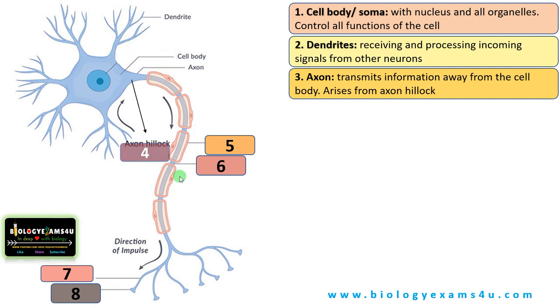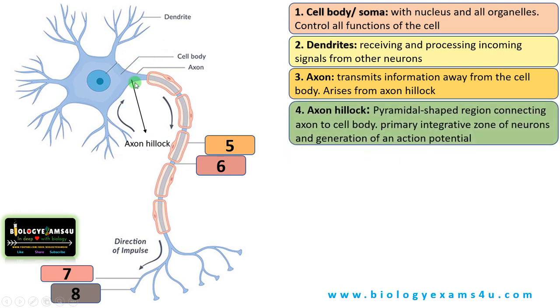The next structure is called the axon hillock. The axon hillock is a pyramidal shaped region that connects the axon to the cell body. Electrical impulses are generated in the cell body, and this axon hillock is the primary integrative zone of neurons and the site of generation of the action potential, which then moves to the axon.